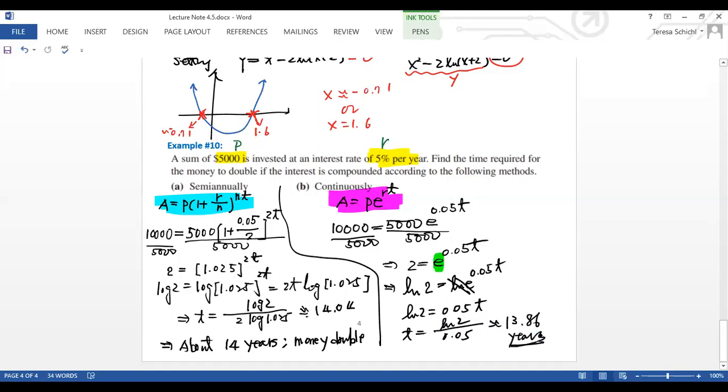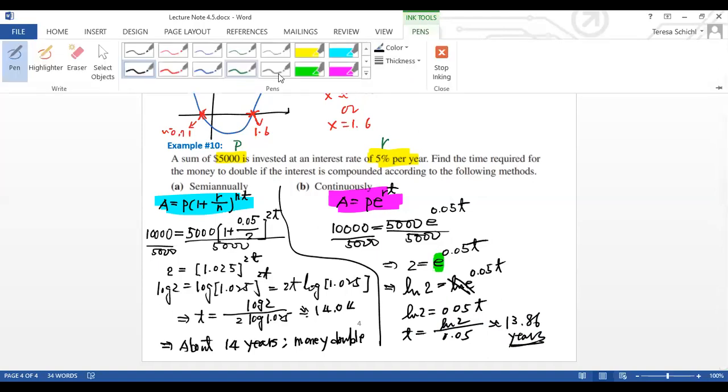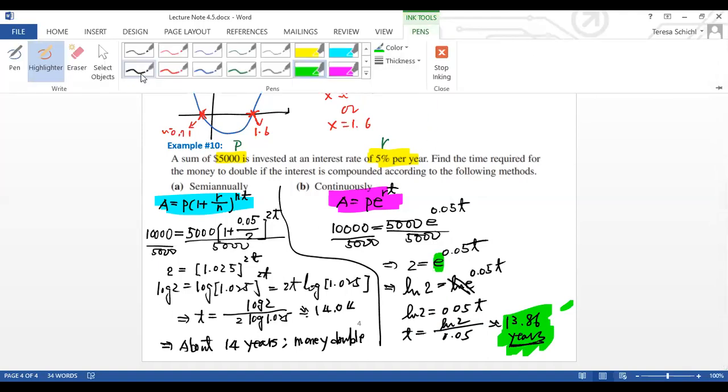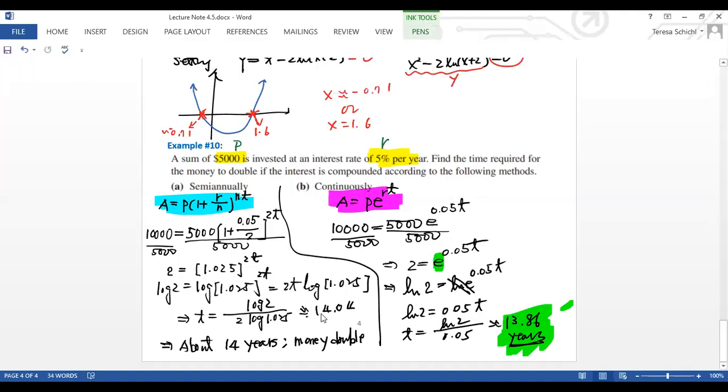So as you see, the more frequently you compound, the more interest you get, right? So that's why you can reach your goal faster. If you're compounding continuously, you only take 13.86 years. And if you're compounding semi-annually, you take 14.04 years. So this one is a little bit shorter than this one, right? Like we know about the interest. Okay, that's it.